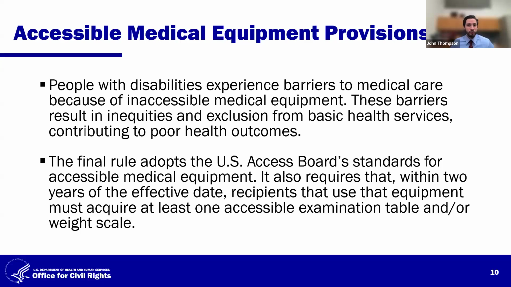So there's actually also a 2-year requirement. Within 2 years of the July 8th date, recipients that use an exam table and/or a weight scale have to make sure that they have at least one accessible exam table and weight scale. While for all the other equipment we're saying that anytime you get new equipment, it has to be accessible, for these we're saying even if you're not getting new equipment, within 2 years, if you use these things, you have to have an accessible exam table and an accessible weight scale.